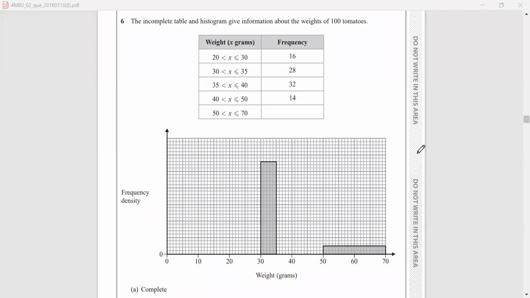Hello everyone. We will solve a problem on histogram. This is from January 2018, paper 2. Group data are often represented graphically by histogram. A histogram consists of rectangles and it is a very popular graphing tool.